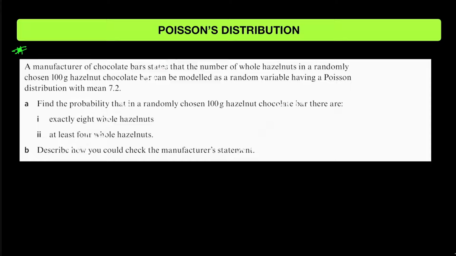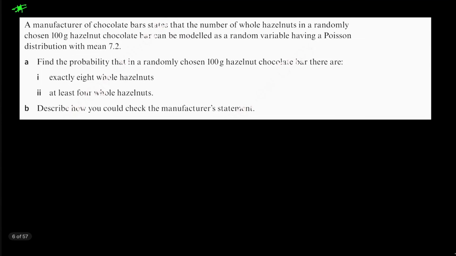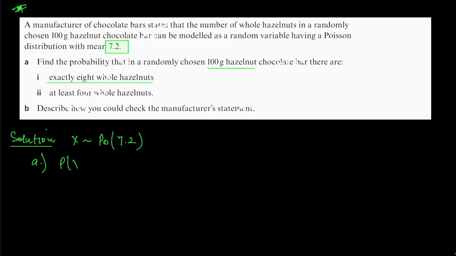So let's try to figure out how we need to write the solution for it. Okay, so let's start with the solution of this particular question. In this question, x is following Poisson distribution with mean as 7.2, as you can see that it is given in the question. In part A, he's saying find the probability that in a randomly chosen 100-gram hazelnut chocolate bar, there will be exactly 8 whole hazelnuts. So that means he wants you to calculate probability of x equals 8.